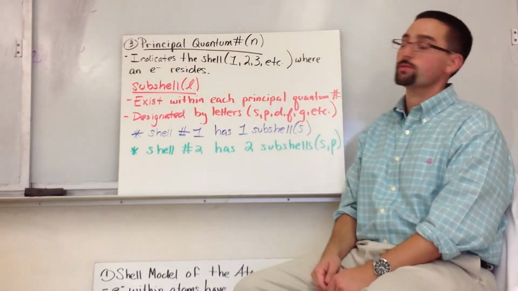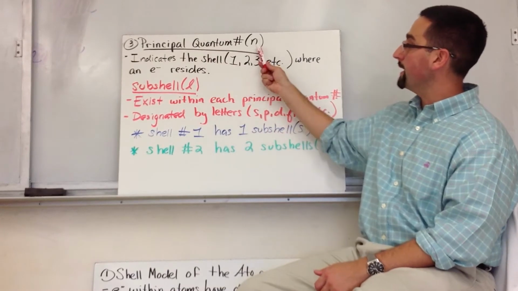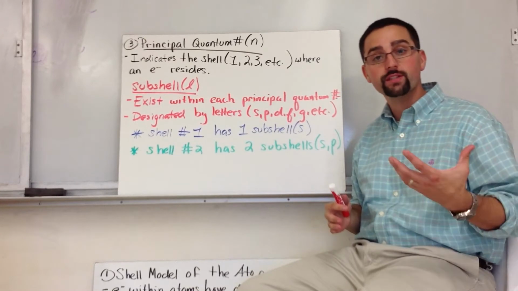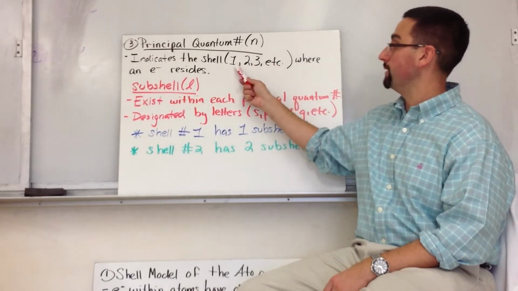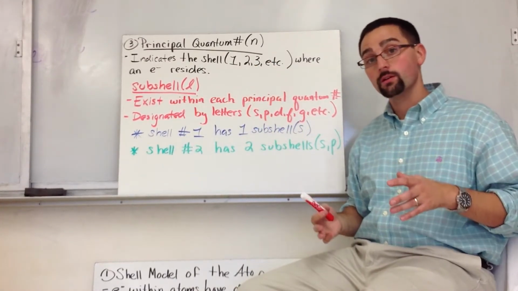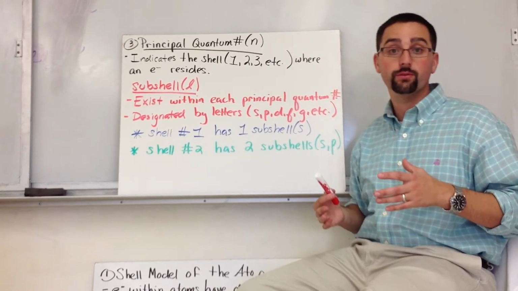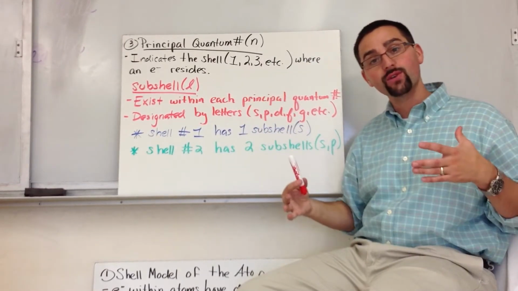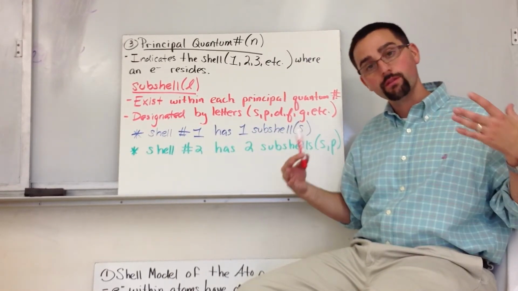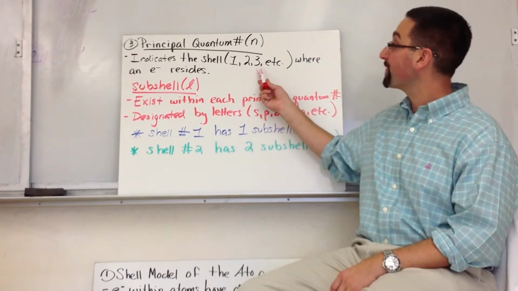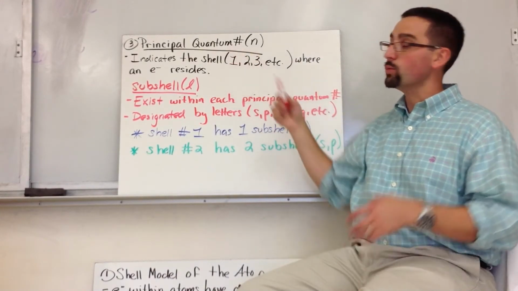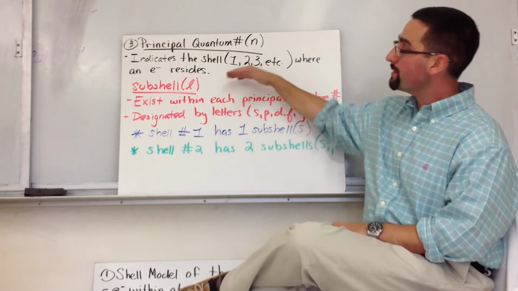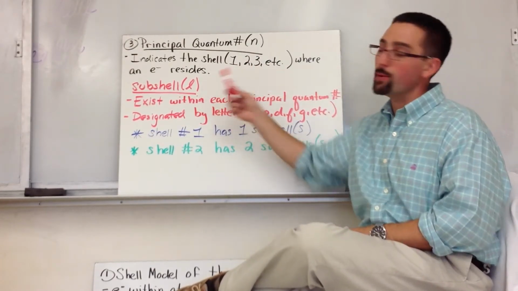So the quantum numbers. The principal quantum number n indicates the shell number where the electron resides. For example, if n equals 1, that electron is in the first shell outside the nucleus. If the principal quantum number is 2, that electron is in the second shell. A value of 3 would tell you that electron is in the third shell, and so on. And then within these shells, there are subshells.